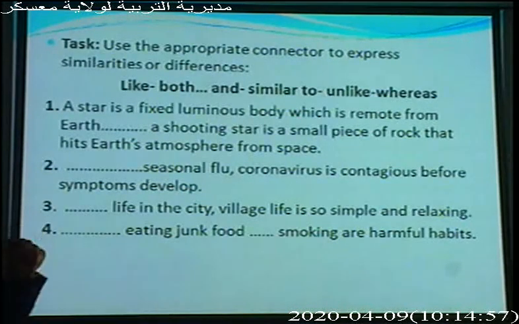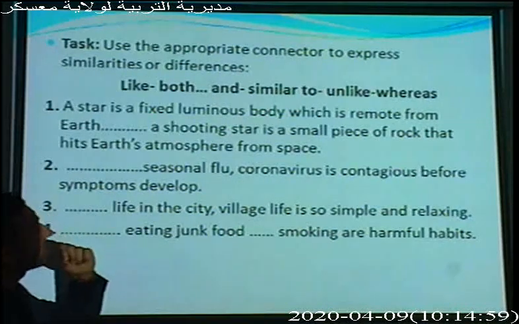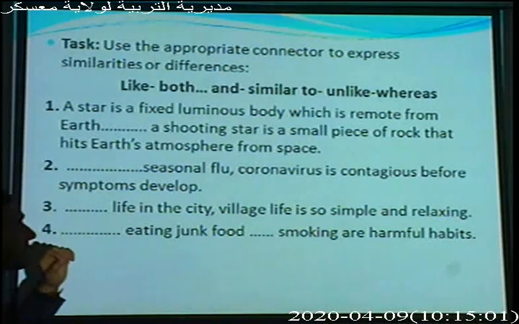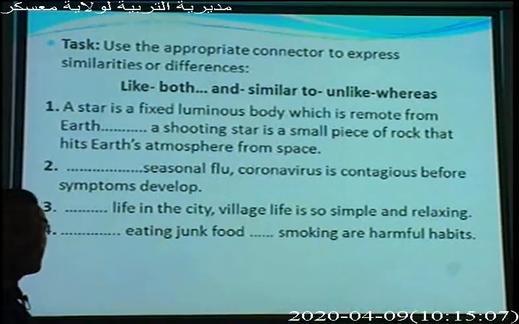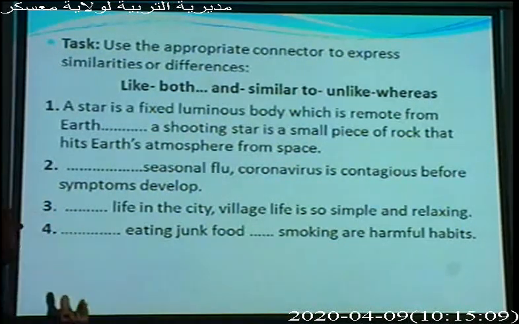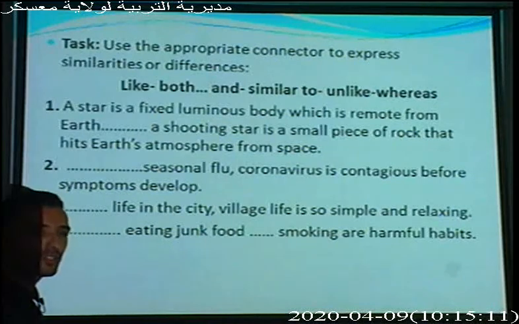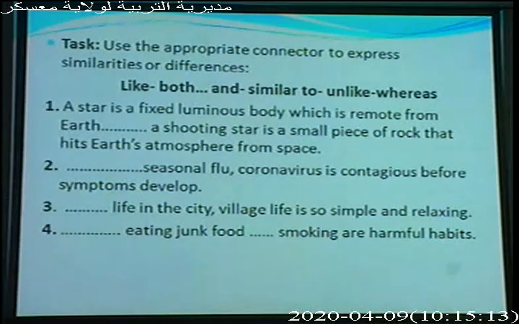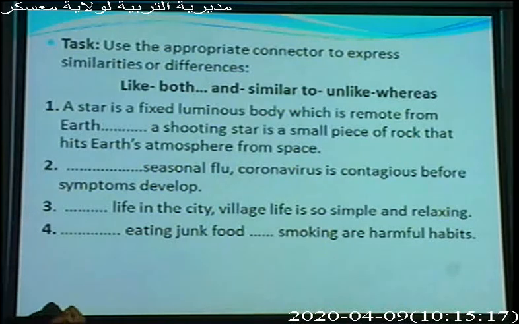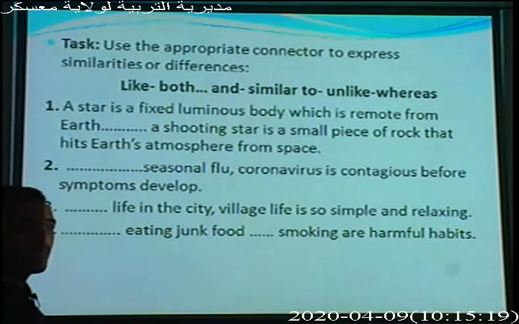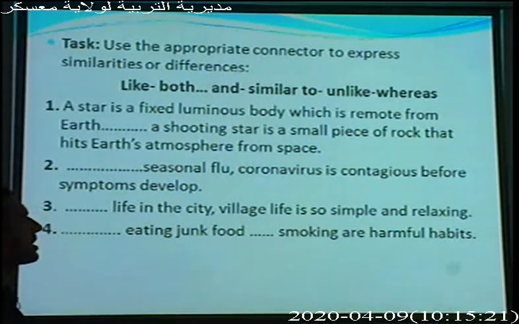A star is a fixed luminous body which is remote from Earth, whereas a shooting star is a small piece of rock that hits Earth's atmosphere from space. Here we see that a shooting star and a star are two different things. They are not alike. In the second one, like seasonal flu, coronavirus is contagious before symptoms develop. They are similar in terms of these symptoms and so on.